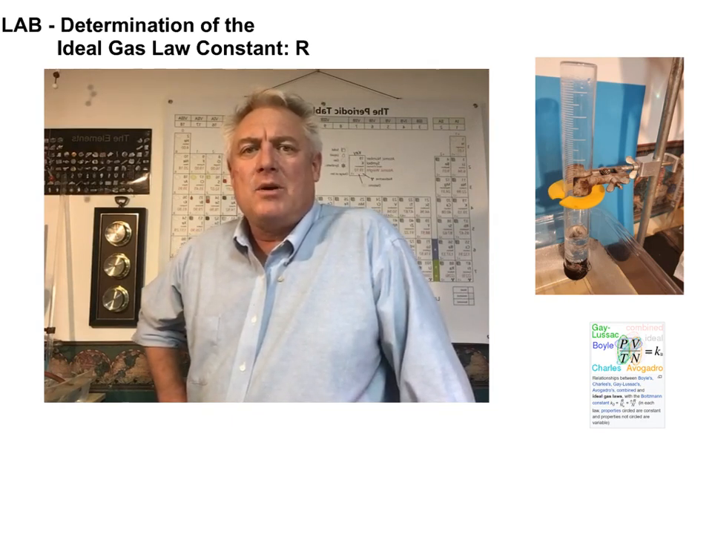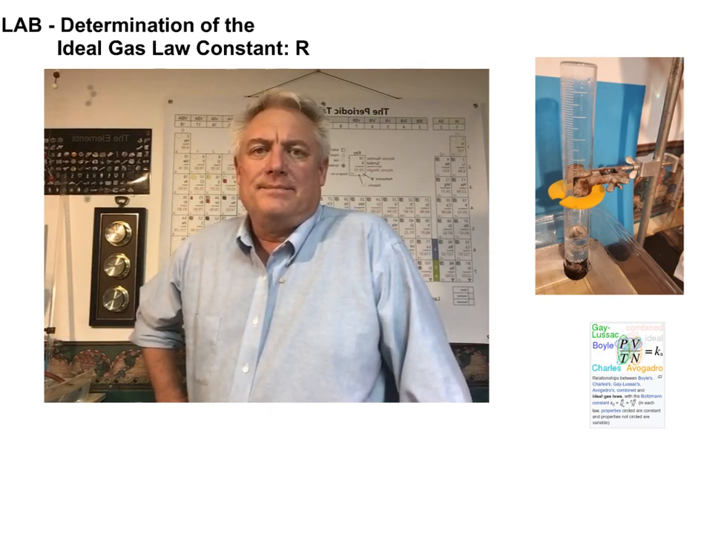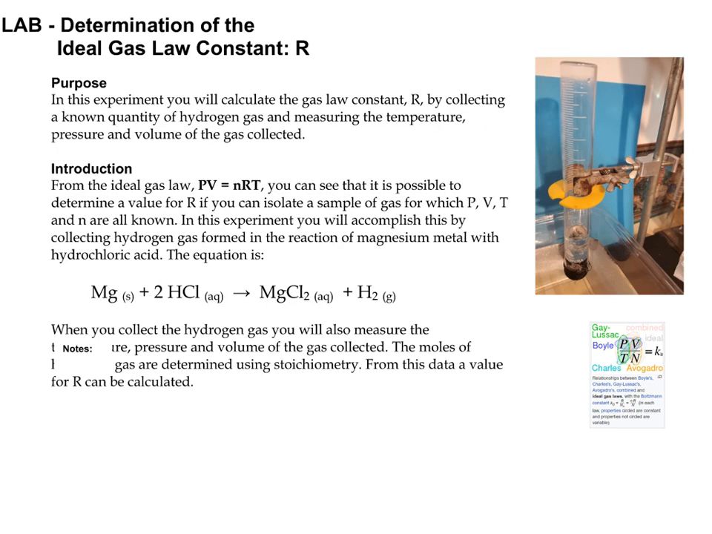Today we're going to do the lab called Determination of the Ideal Gas Constant R. Let's take a look. In this experiment, you will calculate the gas constant R by collecting a known quantity of hydrogen gas and measuring the temperature, pressure, and volume of the gas collected. From the ideal gas law, PV equals nRT, you can see that it's possible to determine R if you could isolate a sample of gas for which you would know the pressure, the volume, and the temperature, and n, which is the number of moles of the gas.